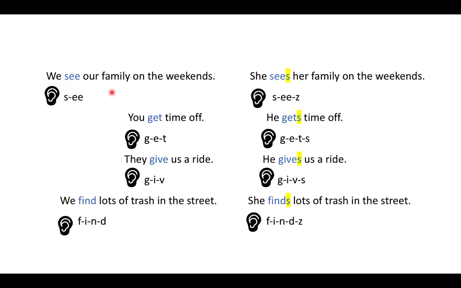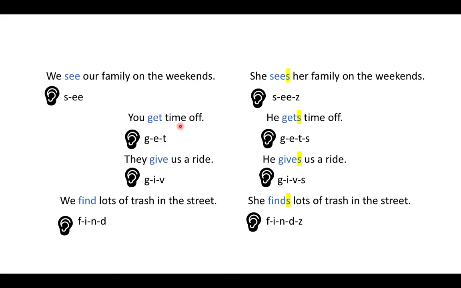We see our family on the weekends. This one is a regular verb, just see, because it's a we. So it's just pronounced s-e. We see our family on the weekends. Since this one says she, we need to put an S. She sees her family on the weekends. This one is pronounced s-e-z, sees. She sees her family on the weekends.